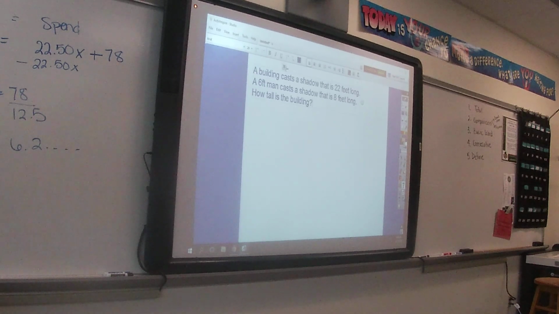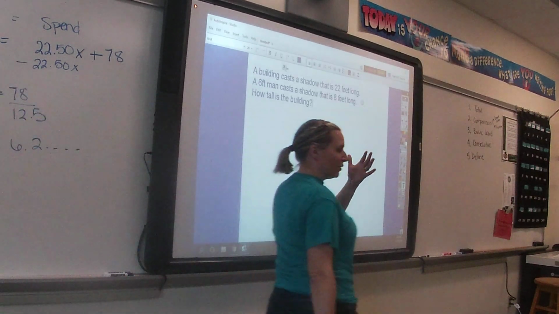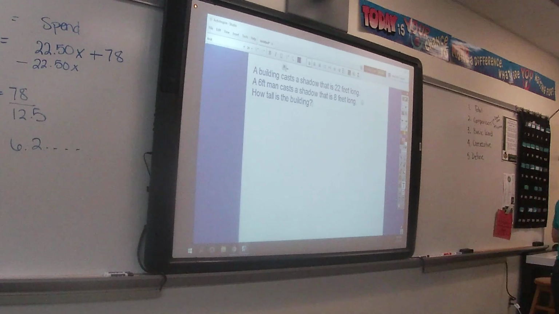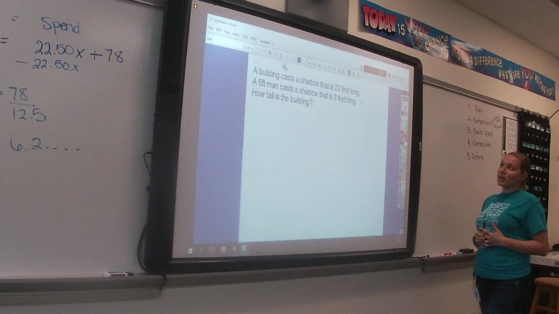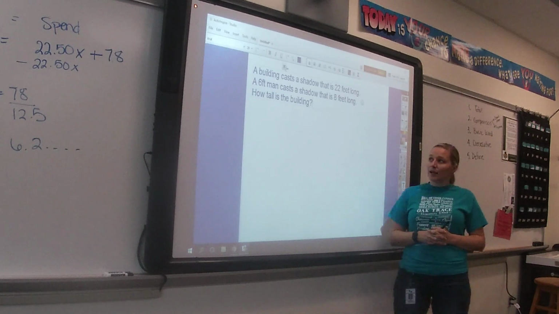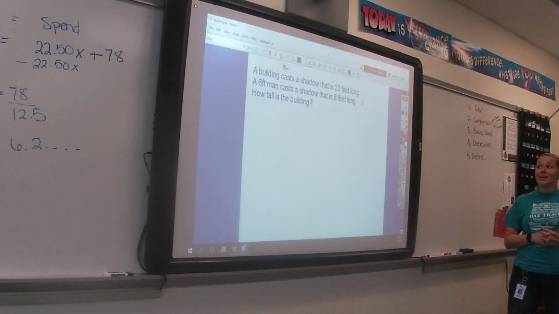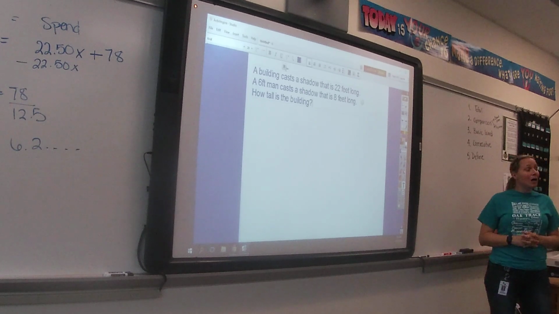Okay, so we need to go a little bit backwards here because I'm seeing some very confused faces. So we're just going to take a deep breath. Okay, so a building casts a shadow that is 22 feet long. Okay, a 6-foot man casts a shadow that is 8 feet long. How tall is the building?